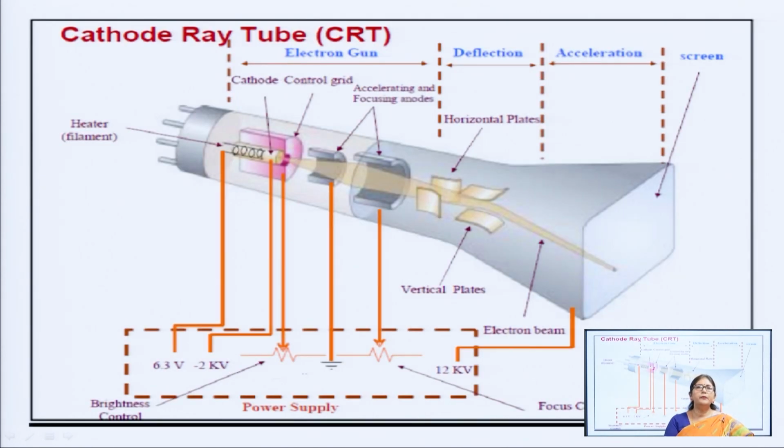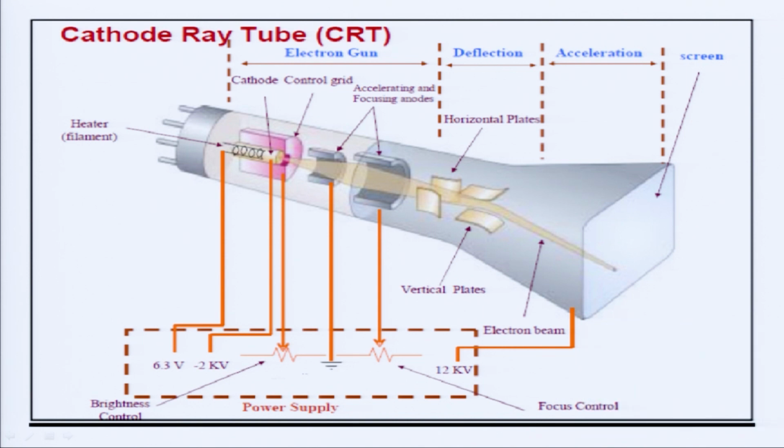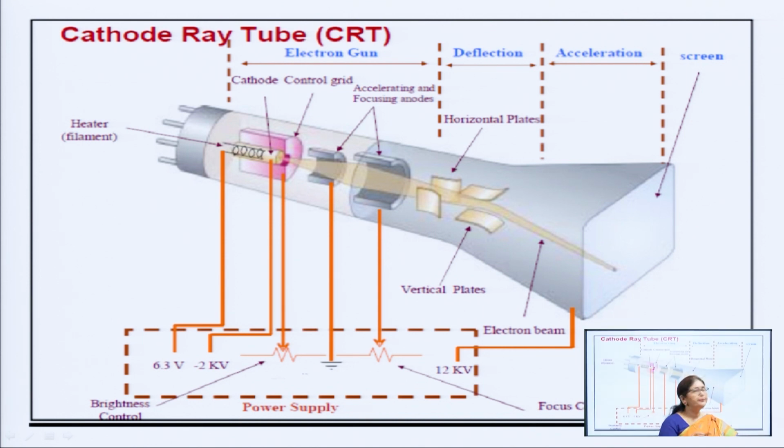This is the diagram of the CRT, cathode ray tube. We can see here that it has the electron gun assembly, then the deflection plate assembly, and then acceleration and screen. As we see from the diagram, this cathode is an indirectly heated cathode, which means there is a heating element, and this is the cathode.